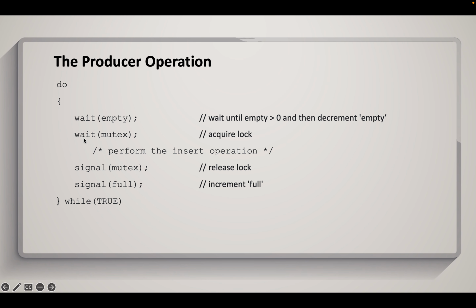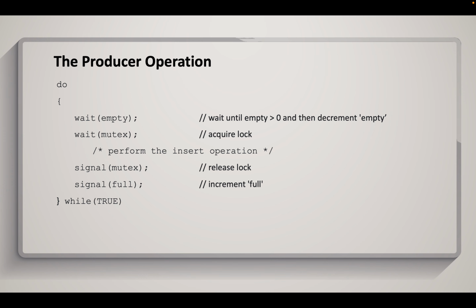Now here you see, this is the producer. Before entering its critical section, it waits using empty, because empty is initially n. So before entering its critical section, it decreases empty by 1.